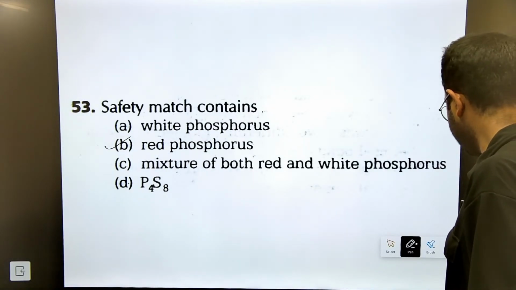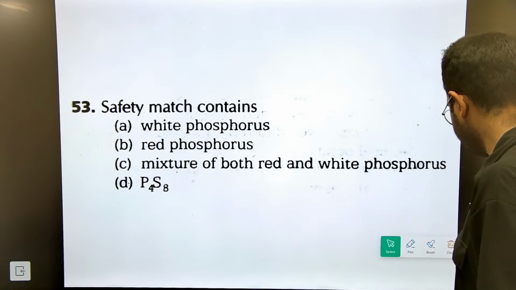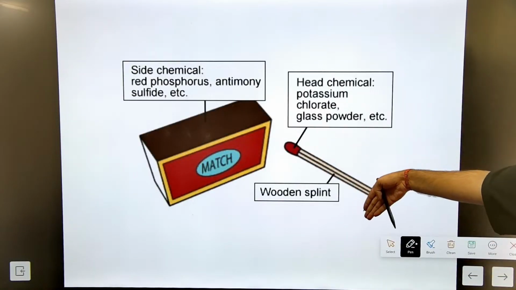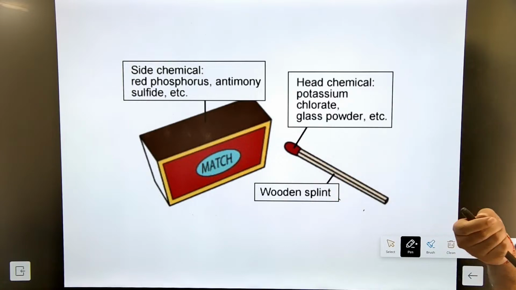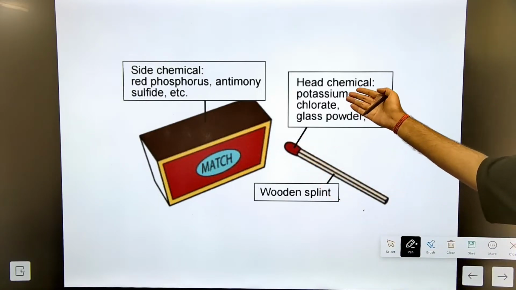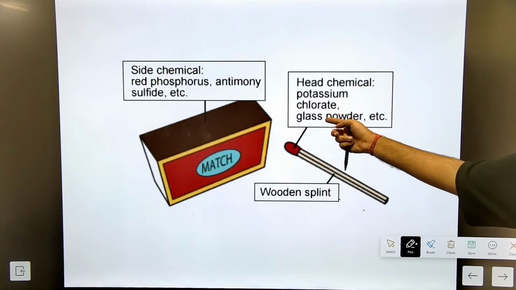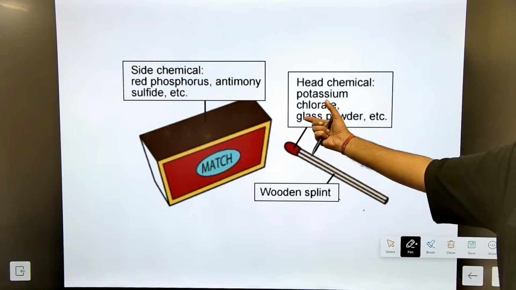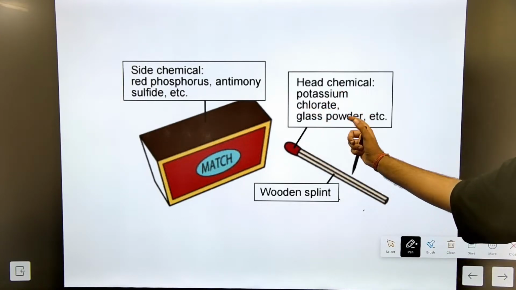I'll show you on the next slide. See, this is the matchstick. It has a wooden splint, a piece of wood. On that you have the chemical head. What does it have? It has potassium chlorate and glass powder, and some other small chemicals as well. But in larger quantity it has potassium chlorate and glass powder.